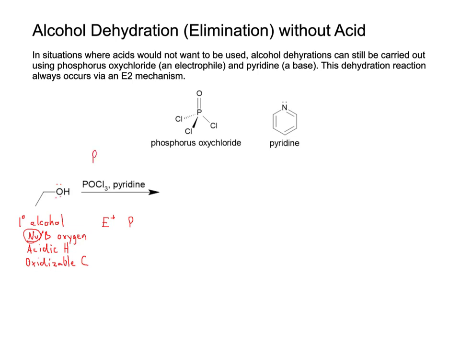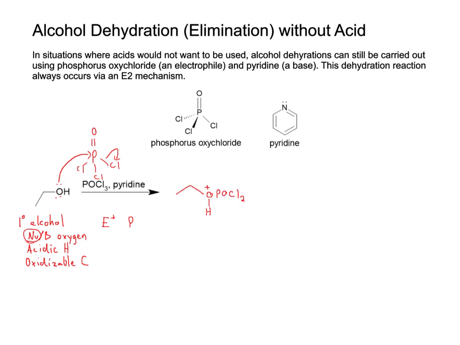So let's go ahead and draw this. So we have POCl3. And the lone pair on the oxygen is going to attack the electrophilic phosphorus. And when it does so, it's going to kick off a chlorine, much like an SN2 reaction.